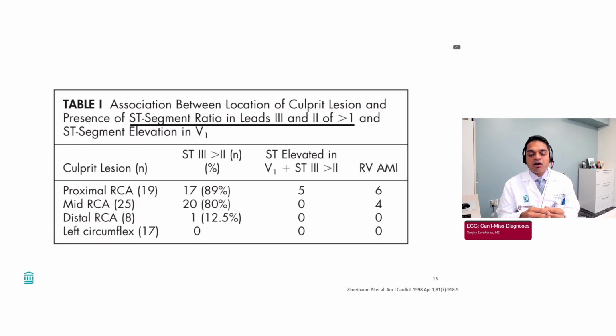So the teaching points here are look for an inferior MI and recognize that. And particularly when you see that in lead three the ST segments are higher than lead two, think about RV involvement and avoid preload reducing agents like nitroglycerin.